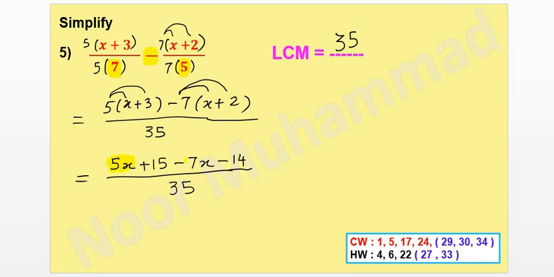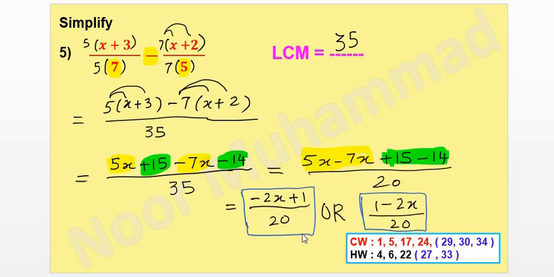Now let's collect the like terms. So these two are going to be collected together and these two are going to be collected together. Now better pause the video here and complete the question on your own. So here is the answer for this question. Just last thing, both these answers are correct. You can write the answer as negative 2x plus 1 over 20, or usually they try to write the positive term in the beginning, so you can write it as 1 minus 2x over 20. But both the answers are acceptable.